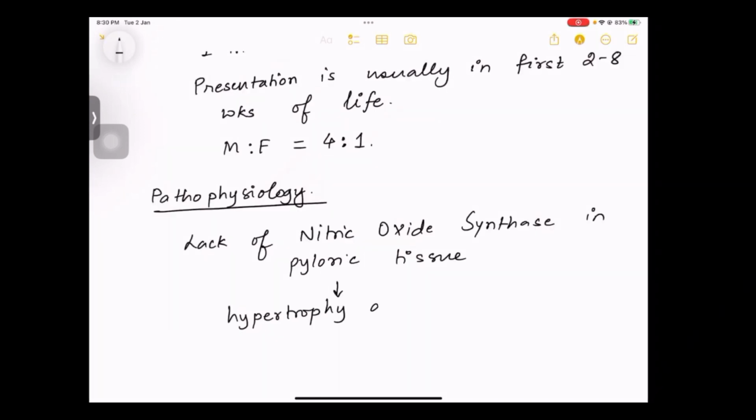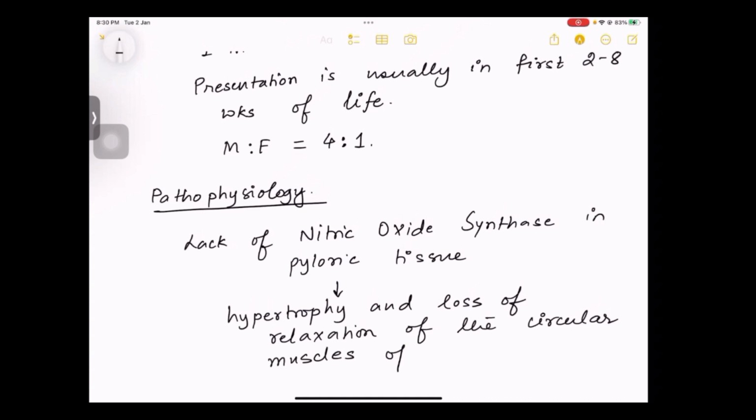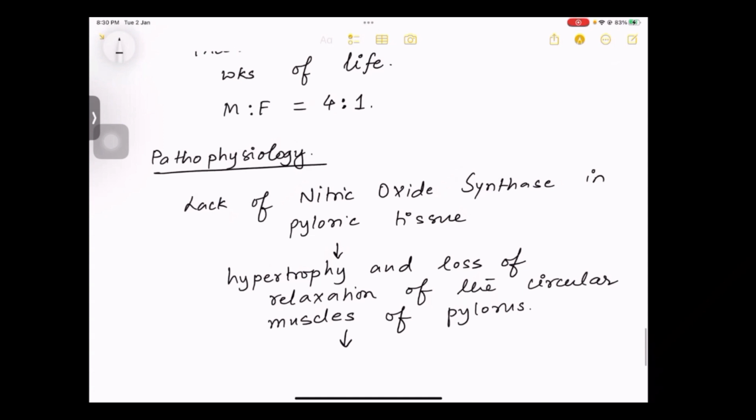Initially there is lack of nitric oxide in pyloric tissue. This will cause the hypertrophy and loss of the relaxation of the circular muscles of the pylorus, as a result of which there will be constriction and gastric outlet obstruction, because relaxation is not happening properly. This will lead to the accumulation of food products in the pylorus of the stomach, causing non-bilious vomiting. The gastric contents will come out.